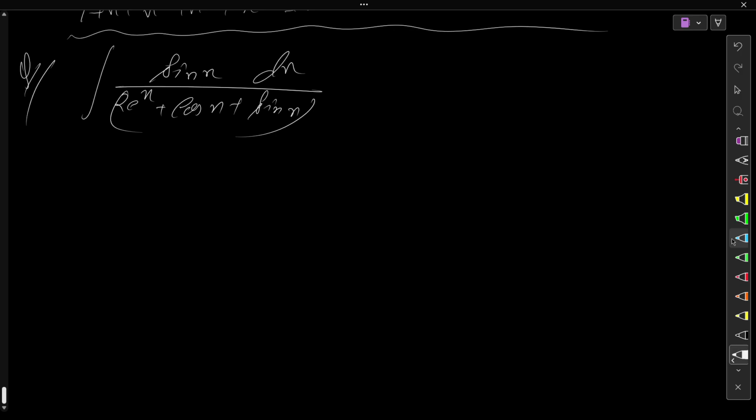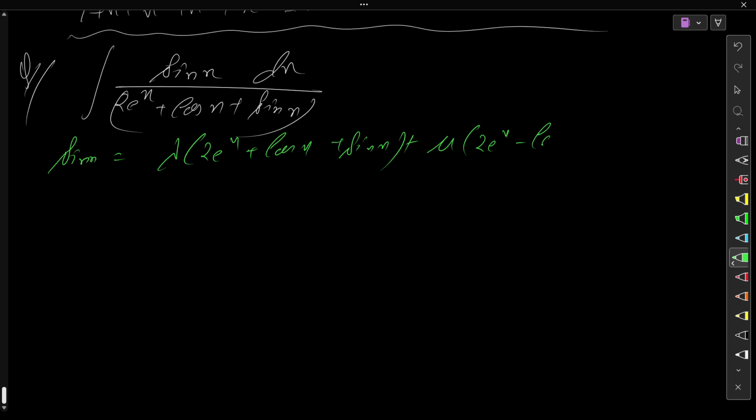So what I'll do is consider sin x as equivalent to lambda multiplied by 2 e to the power of x plus cos x plus sin x, and this is the general method that we follow, multiplied by mu of the derivative, that is 2 e to the power of x minus sin x plus cosine x, plus k.